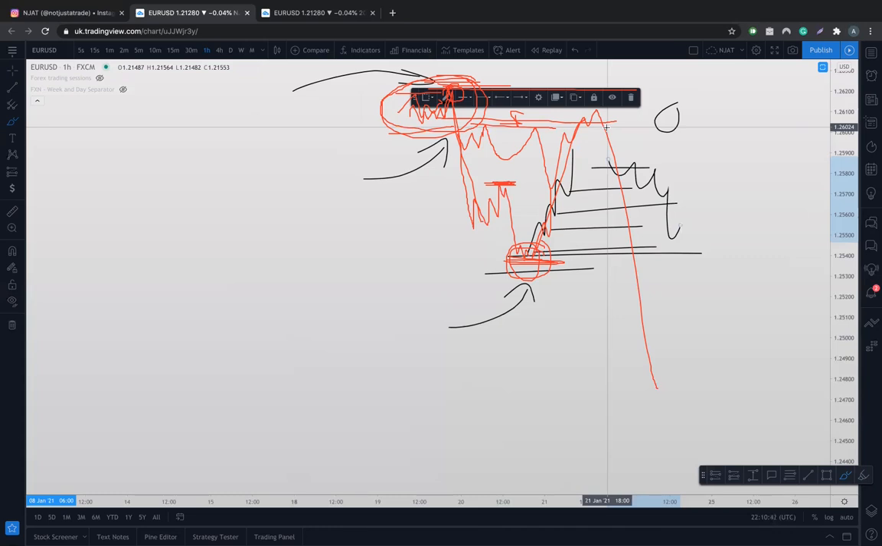No, that's literally it. Jump into some charts. Yeah, so now we're just going to jump into some charts. I think we're going to go through higher time frame first.